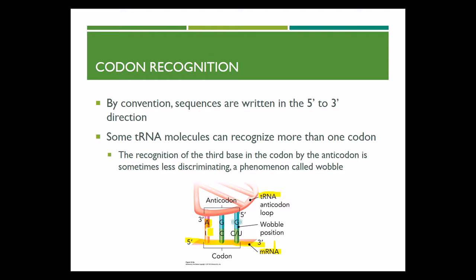U and A will base pair, C and G base pair, and we can have C and G base pair again, and that is the recognition to bring in that specific transfer RNA, which has an amino acid attached to it.